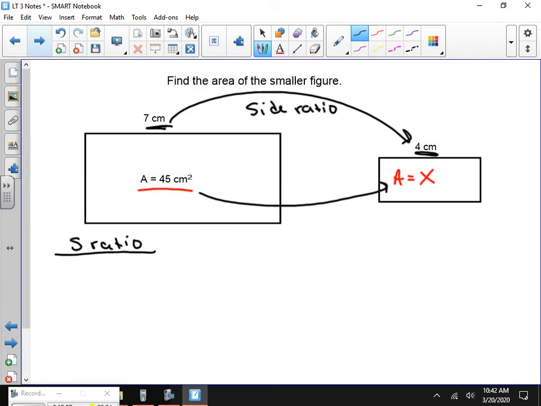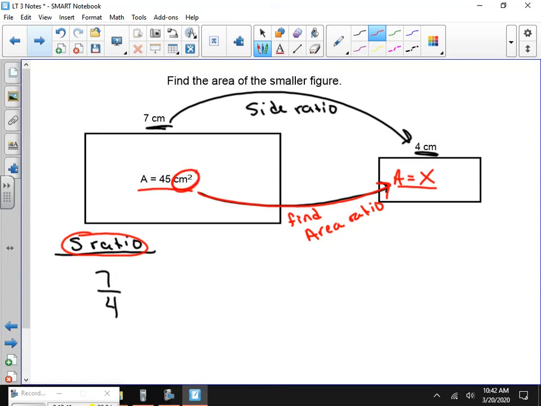All right. I've identified that my variable, the thing I'm trying to find, is area, so that means I need to find or convert to the area ratio. For me to be able to use this side ratio here, I have to make it match the units I have in my areas. So I need to convert the side ratio to an area ratio.